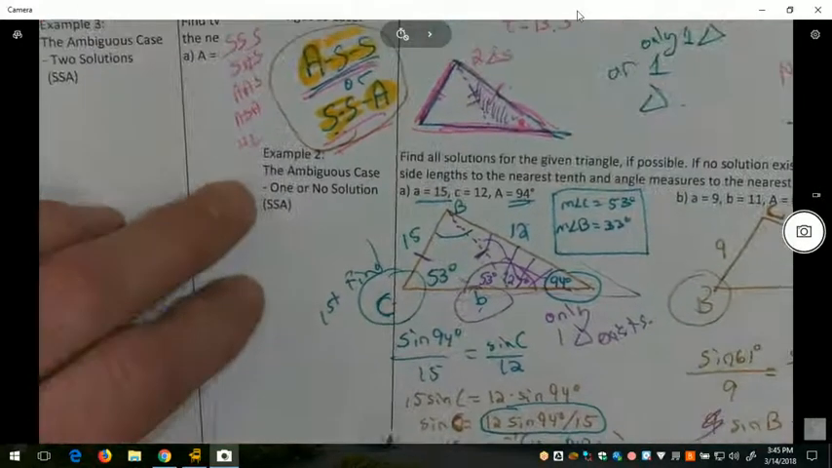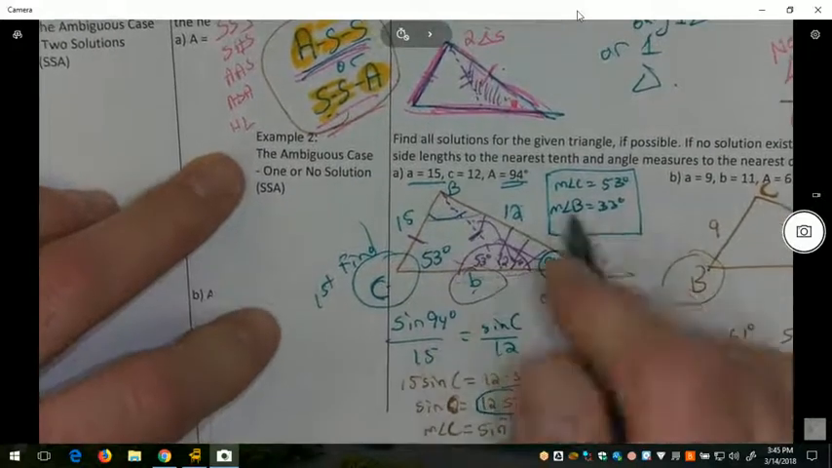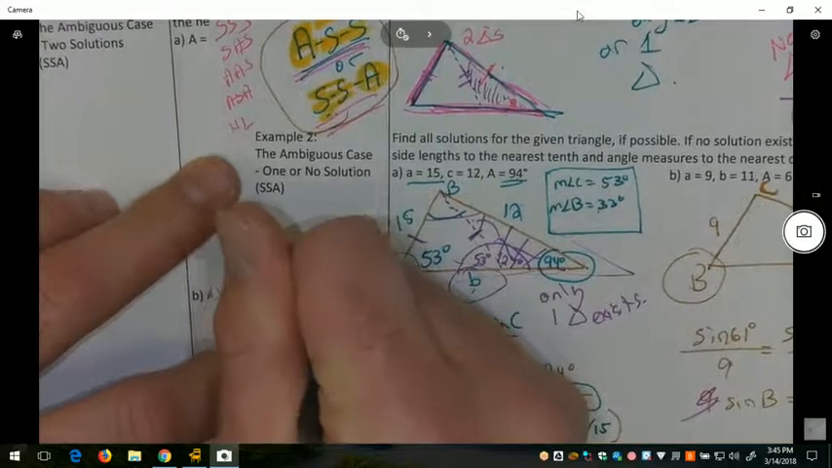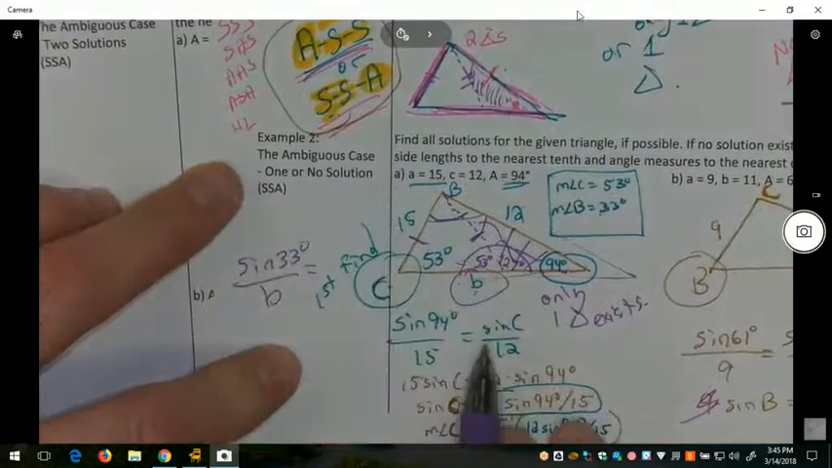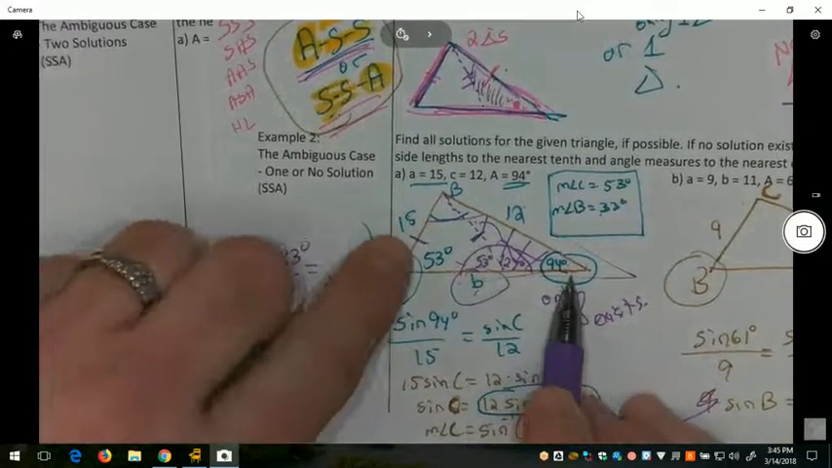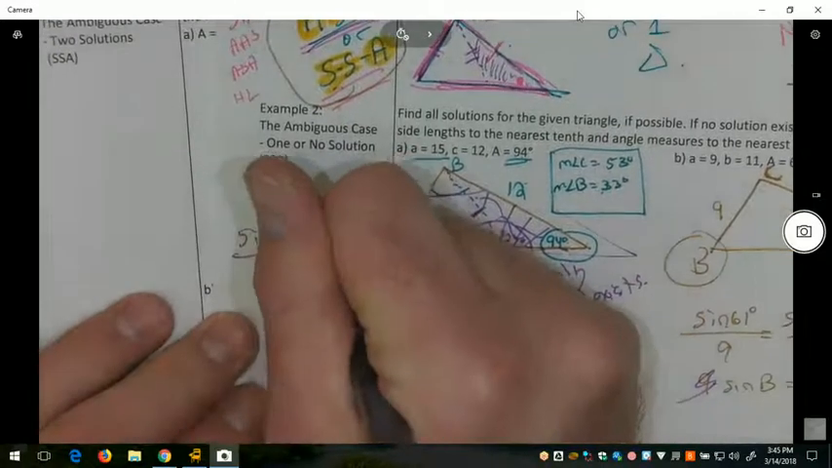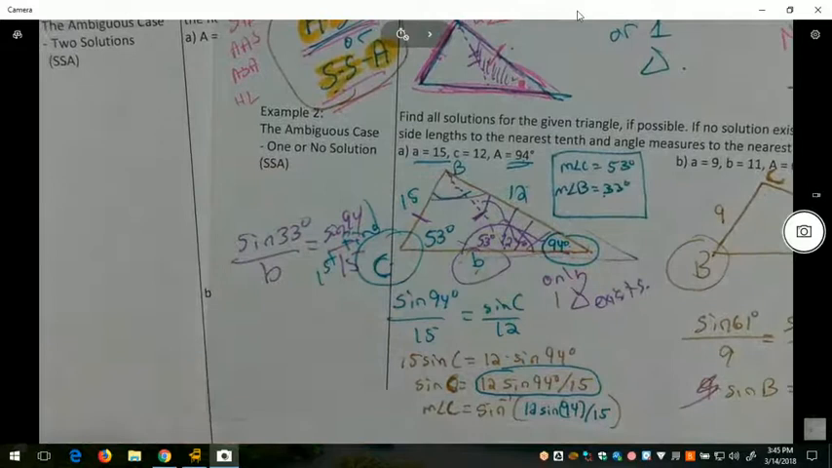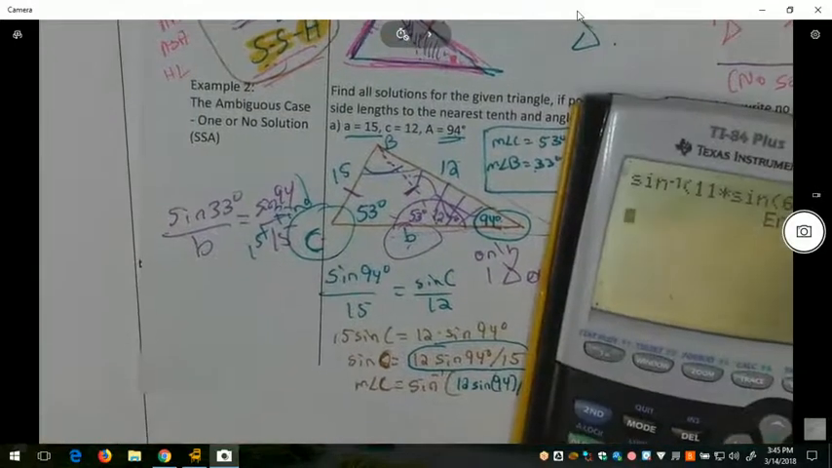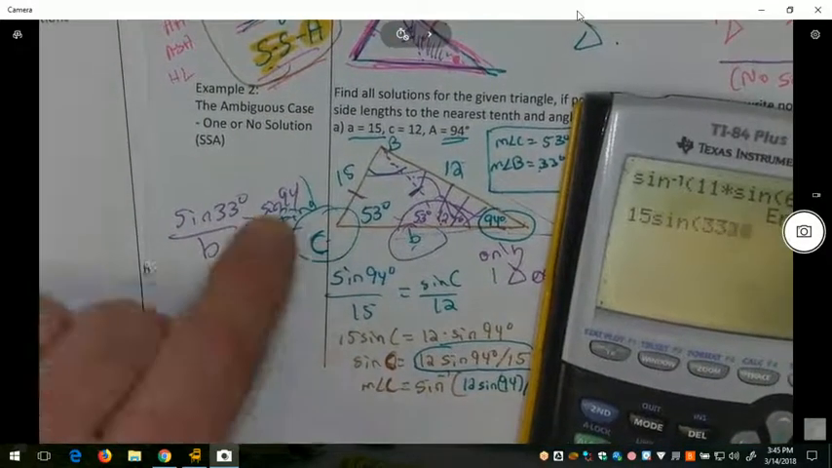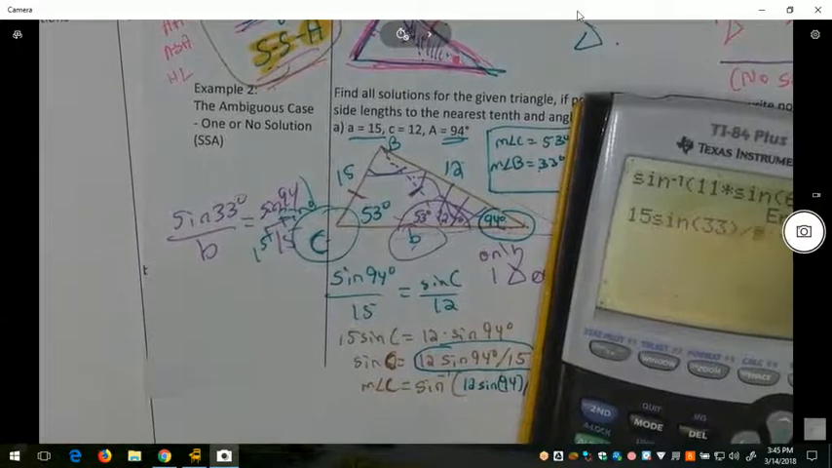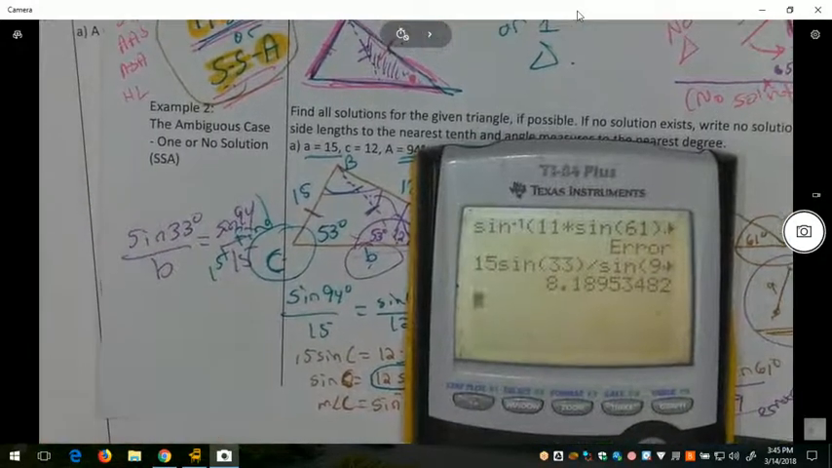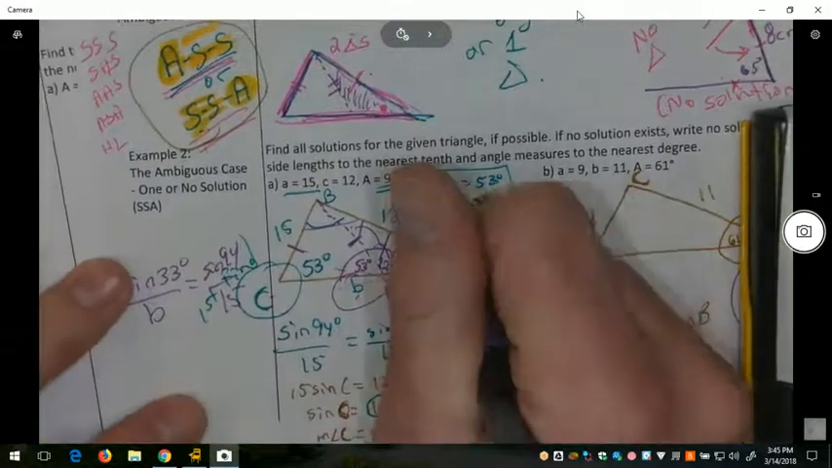In this particular case, I went back to A because I forgot to finish it. B was 33 degrees. So sine of 33 degrees over side B equals, again, I had the 94 and 15 to start. So sine of 94 over 15. Cross multiply and solve. So I have 15 times sine of 33 divided by sine of 94. And I get a side length for B of 8.18, so 8.2.